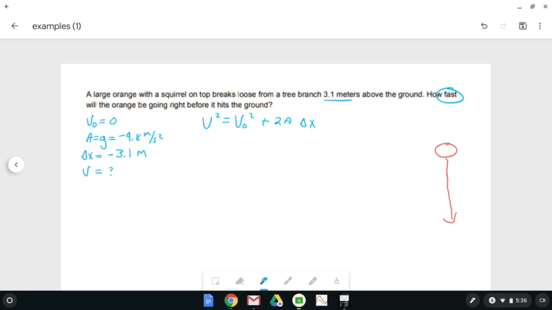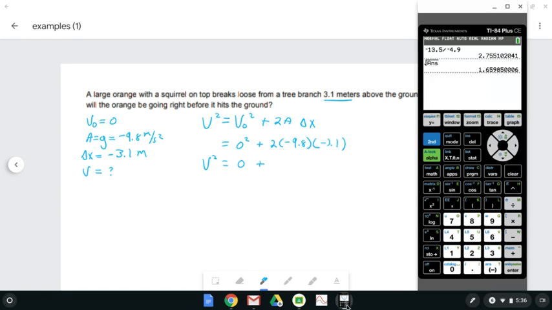Okay, plug in my numbers there. 0 squared plus 2 times negative 9.8, negative 3.1. V squared is equal to, well, this is just 0, plus, now I need to bust out my calculator. 2 times negative 9.8 times negative 3.1. I get 60.76.